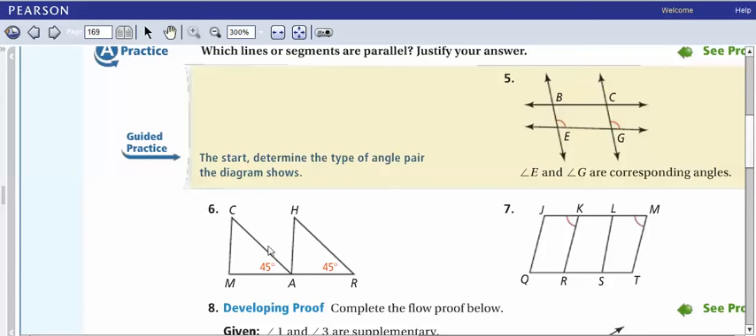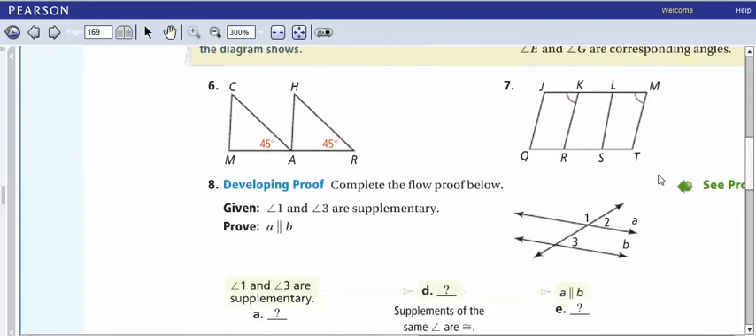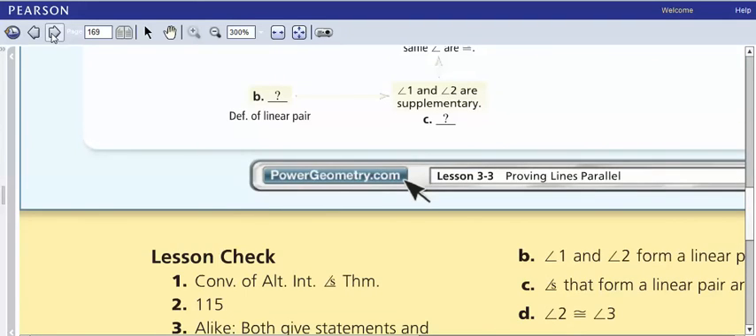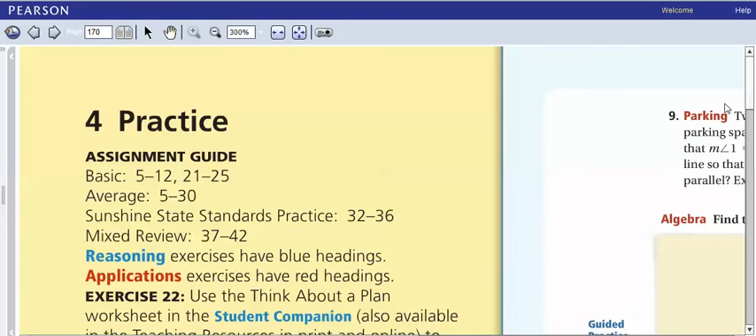On number 6, you're going to want to extend the lines if you need to. All right? You can determine which lines are parallel, and then you need to justify why they're parallel. Which theorem tells you that they're parallel. On the next page, you got 9 through 20.